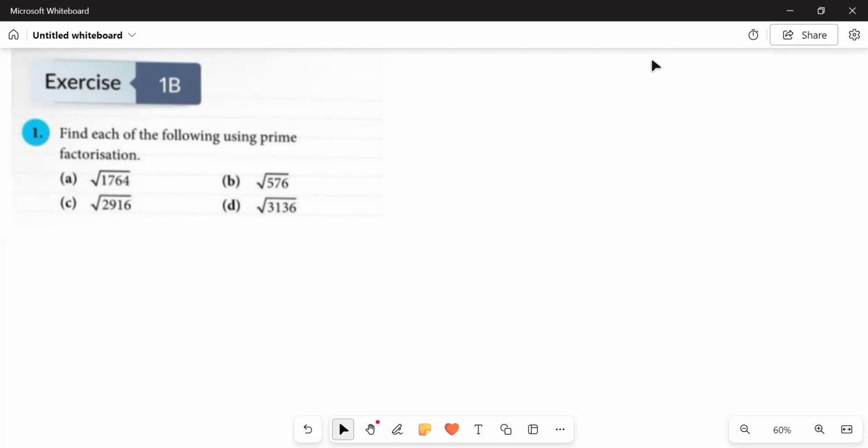आज हम सीखने वाले हैं how to find out the square root of a given number using prime factorization method. ठीक है? First, we are going to find out what is a prime factorization method. So we have learned it while doing exercise 1A.